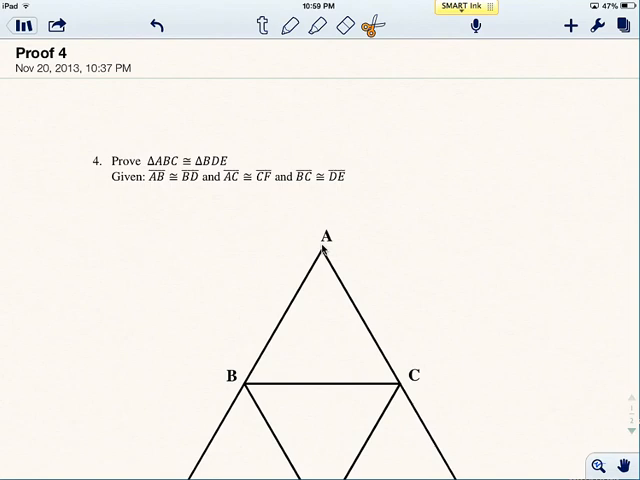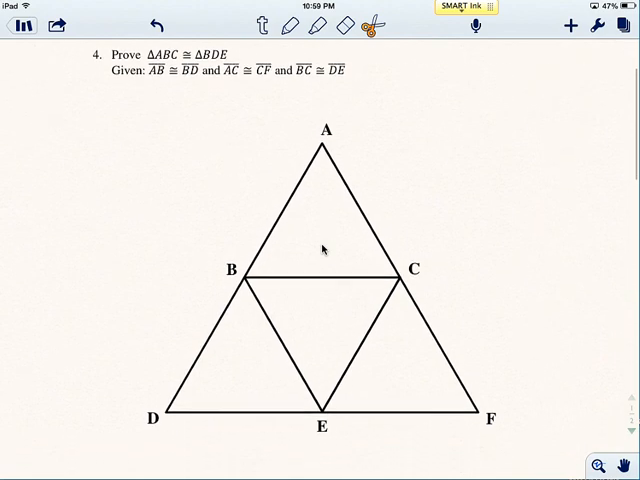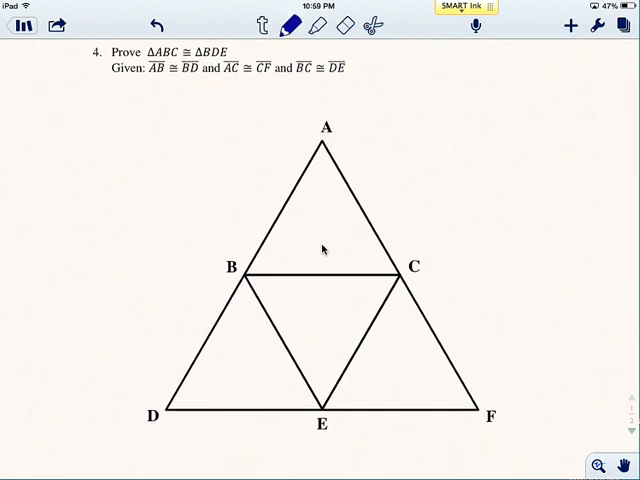Hey guys, all right, so we're going to start on proof number 4 now. And so, again, first things first, let's draw in what we know is given. So I know that AB is congruent to BD. Now I also know that AC is congruent to CF, so 2 marks now. AC is congruent to CF. And then finally I know that BC is congruent to DE.